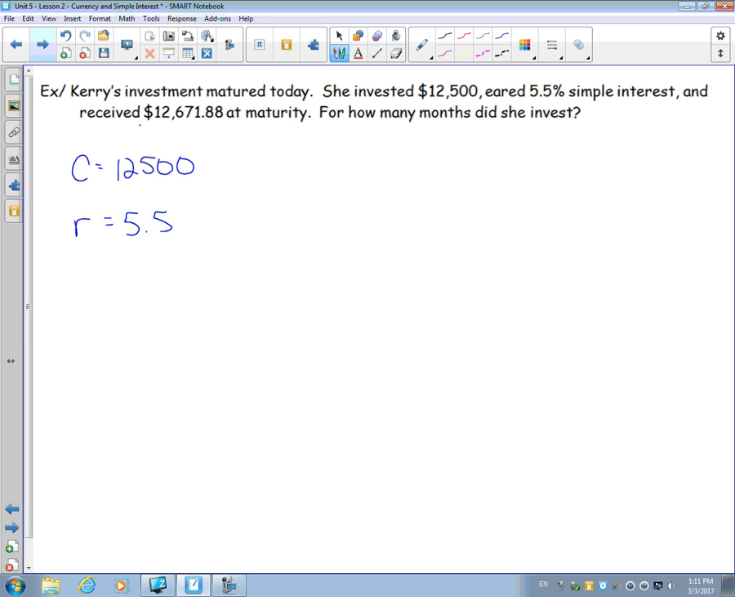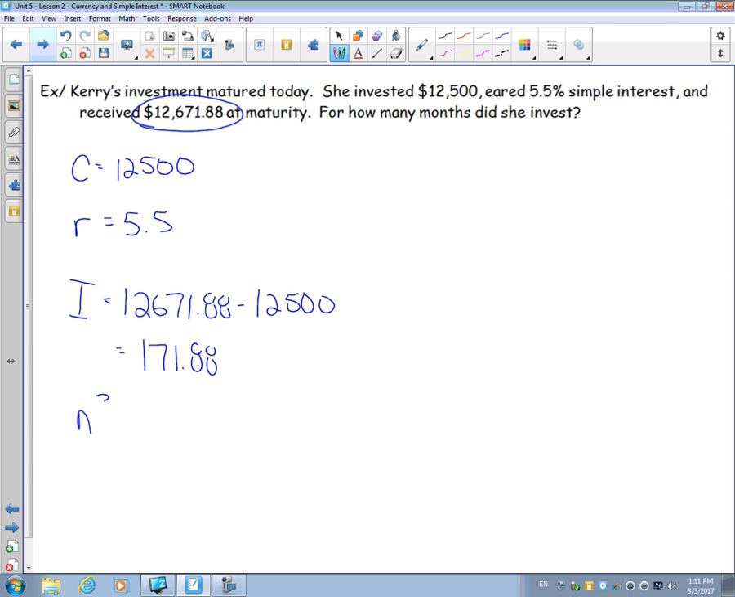She didn't get this much interest, but her interest is the difference between what she earned and what she started with. So if I take what we end up with and I subtract what I started with, I will always get my interest. The thing I don't know this time is how long it took to do that. So we're going to solve. So our interest, 171.88, equals our principal times our rate times our time divided by 100.